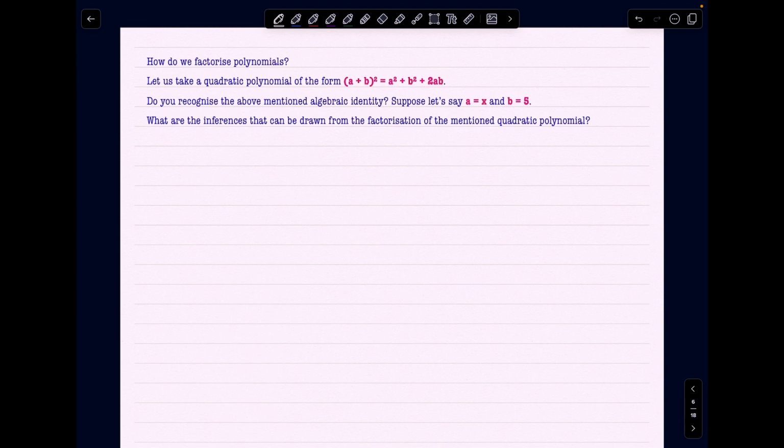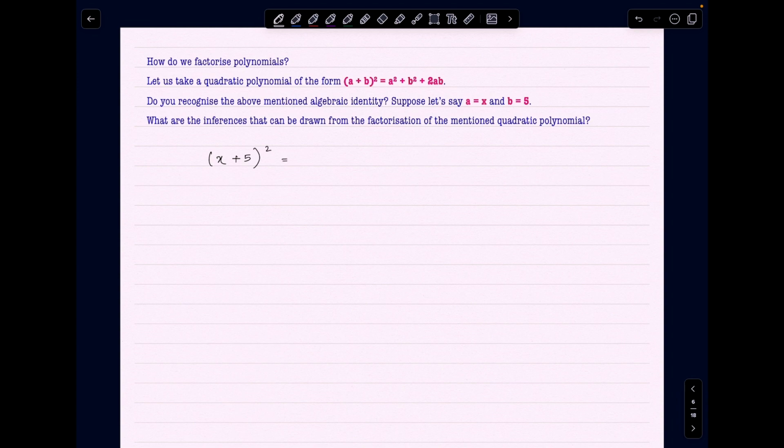So in previous classes you have learned this identity, that is a plus b whole square equals a square plus b square plus 2ab. Got my point? Now suppose I am taking a equals x and b equals 5. Instead of a I am taking x, and instead of b I am taking 5. So let me write it: this is x plus 5 whole square.